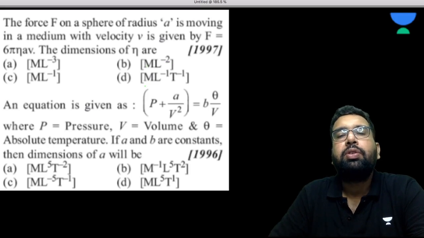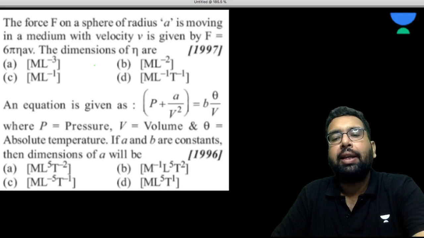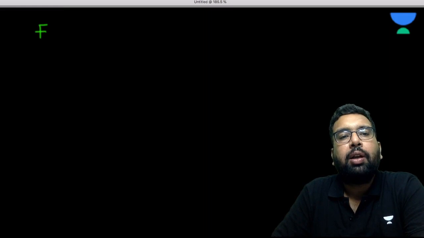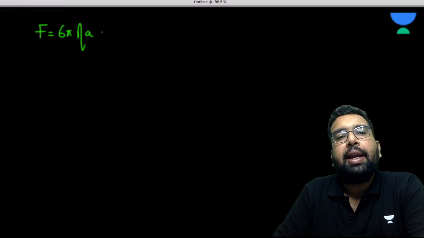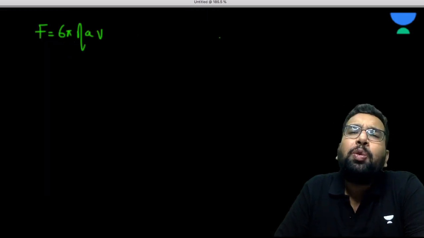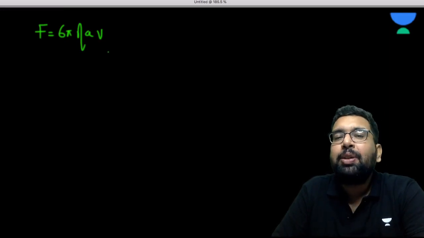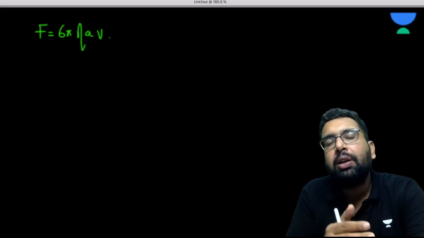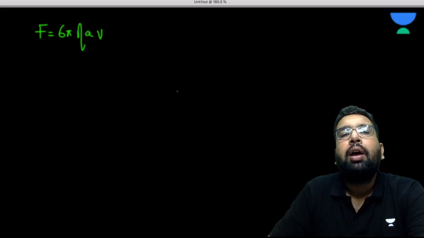Then moving to the 7th question for the day. The force F on a sphere of radius A moving in a medium with a velocity v is given by F equals 6 pi eta A v. Find the dimension of eta. So let's write the formula: F is equal to 6 pi eta A into velocity. We want to find the dimension of eta. By the principle of dimensional homogeneity, the dimensions of the terms on the left hand side must be equal to the dimensions of the terms on the right hand side.